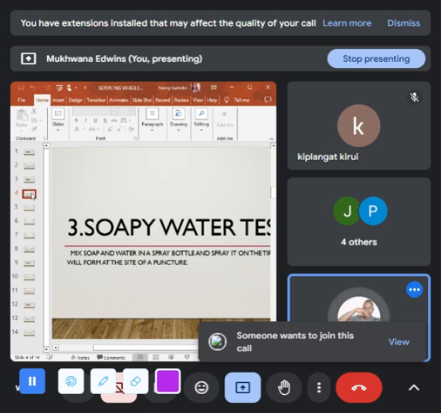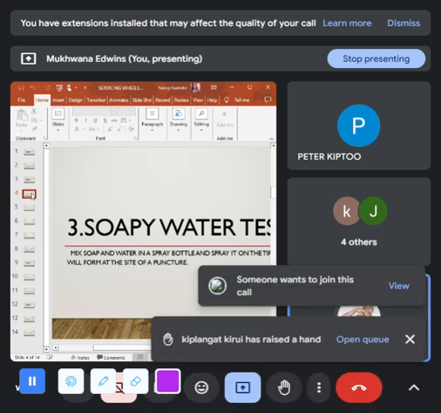Also, if one of you is in a position to visit a garage somewhere, you will find that these people normally use just soapy water to identify that this tire has a problem. Wakati anachukua hiyo tire anaweka kwa maji, hiyo maji yenye iko na sabuni. What do you normally see? Who can tell me if you have come across those people in the garages who fix tires? Kiplangat.